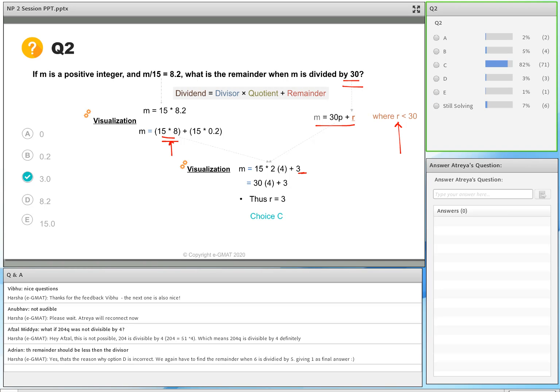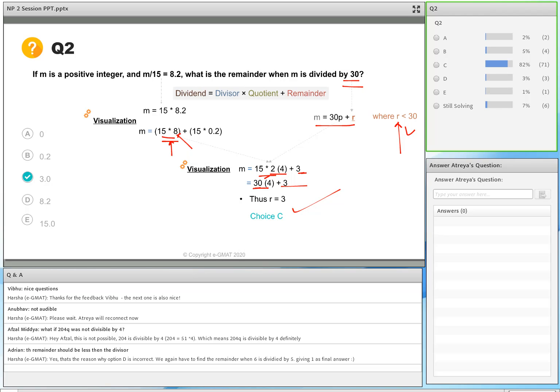How do I get a 30 from 15? I simply multiply 15 with 2. Where do I have a 2? I have 2's in 8, right? So I take a 2 from 8, which is 2 times 4. So I've taken a 2 from 8, right? And then what do I have? I have 15 times 2 times 4. What is 15 times 2? It's equal to 30. So now I have m equal to 30 times p, where p is equal to 4, plus r. Is r less than 30? Yes, it is. So this is directly my answer.